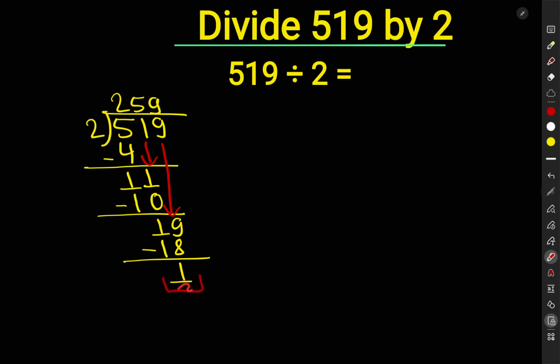So now this 1 is less than 2 and there is no other number to put it down. So we take here a decimal, so that we put 0. So it is 10 and 2 times 5 is 10. On subtracting we get 0. So 519 divided by 2 is 259.5.